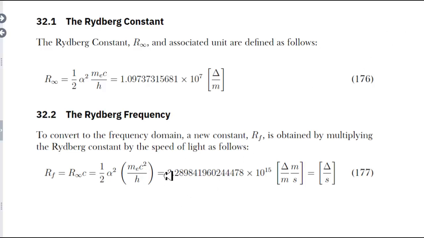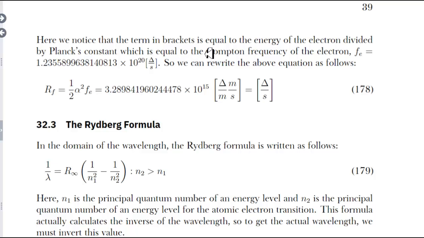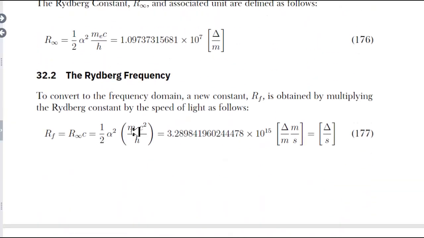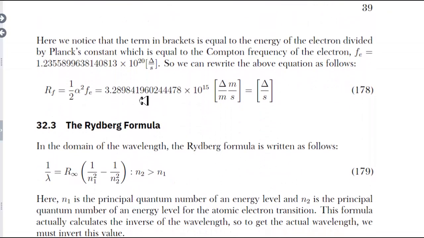Now we're going to have a closer look at this part in brackets right here. Here we notice that the term in brackets is equal to the energy of the electron. We see that we have mc squared. So the mass of the electron times c squared is equal to E, the energy of the electron. And when you take the energy of the electron and divide it by Planck's constant, you end up with the Compton frequency of the electron.